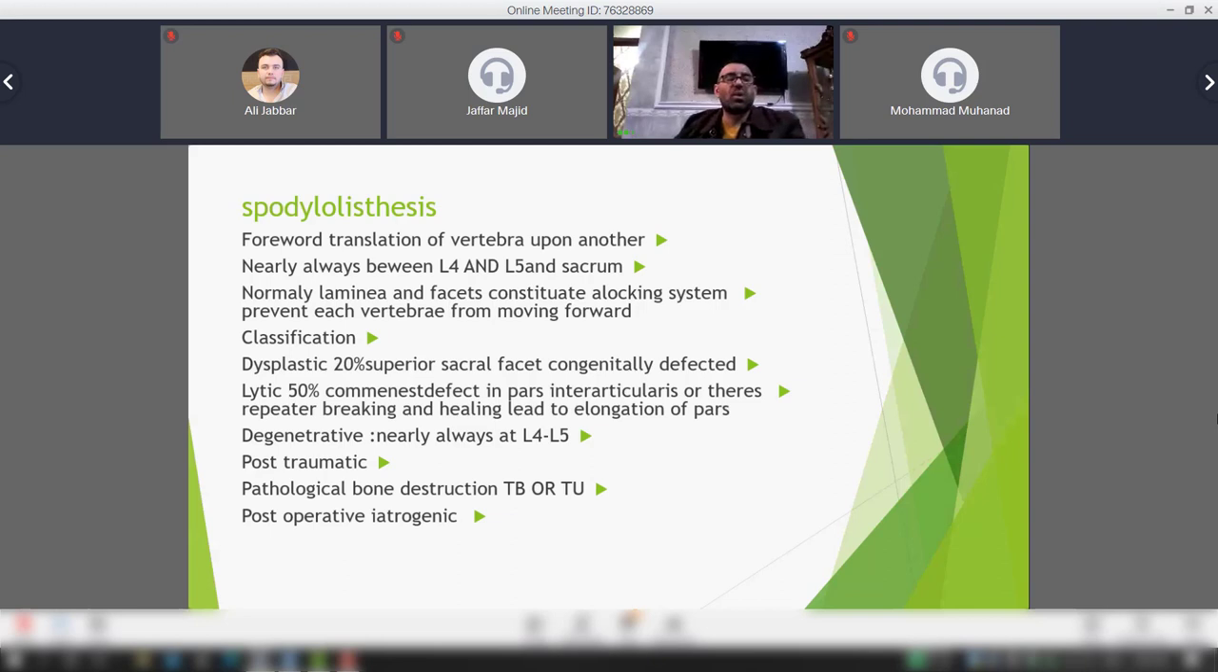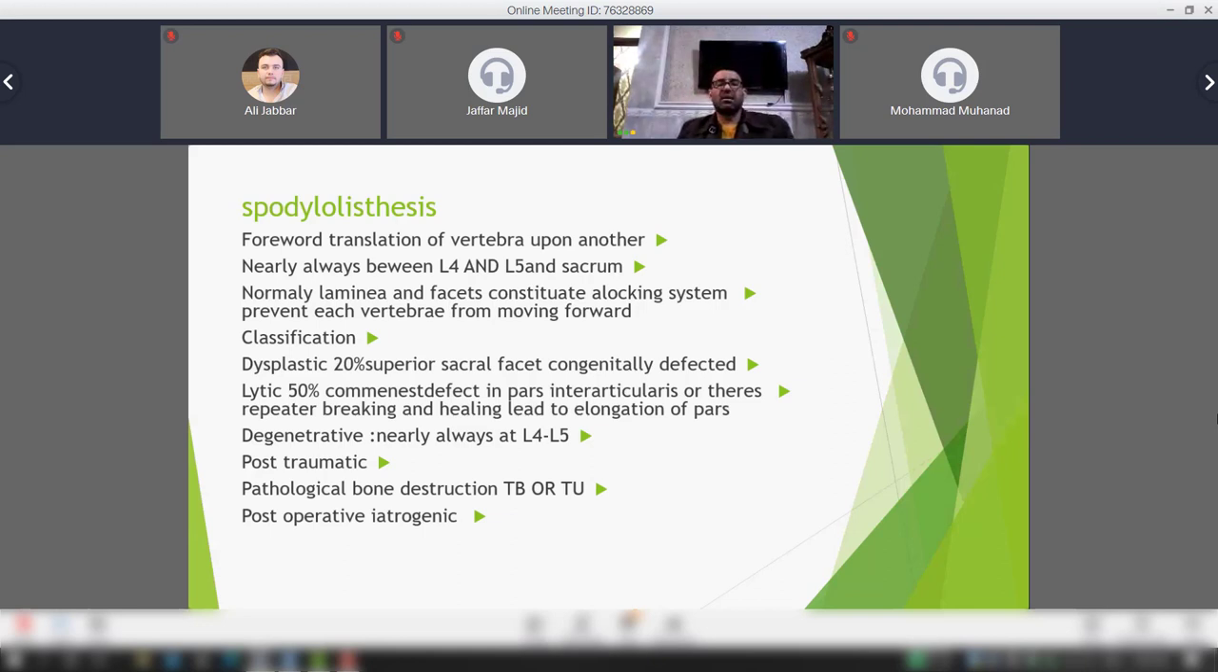Another condition we call it spondylolisthesis. يعني شنو spondylolisthesis؟ Forward translation of the vertebrae upon each other. The vertebrae تزحف واحدة عن الثانية، يسمونه تزحلق الفقرات. It's always between the L4, L5 and sacrum, L5 and sacrum, that level.